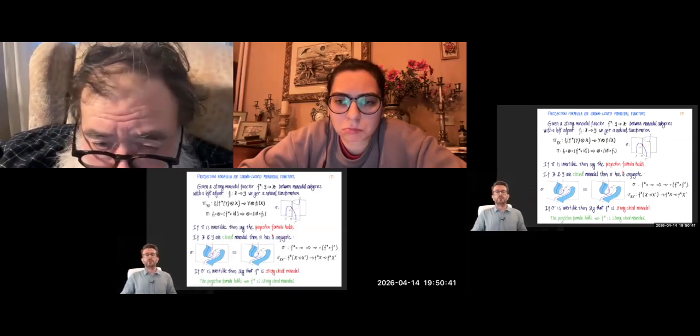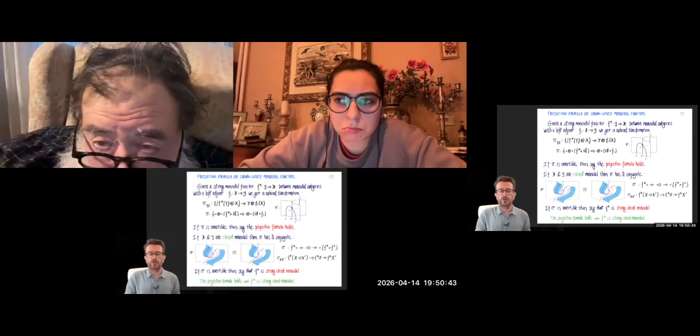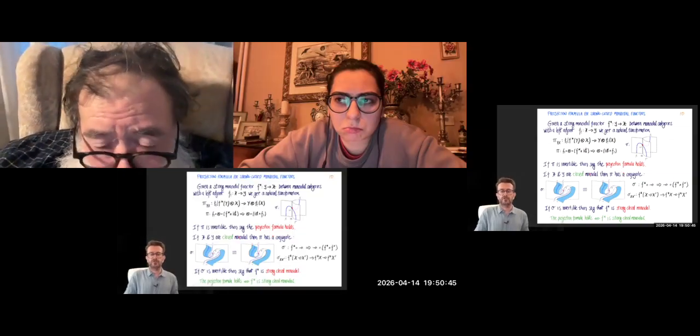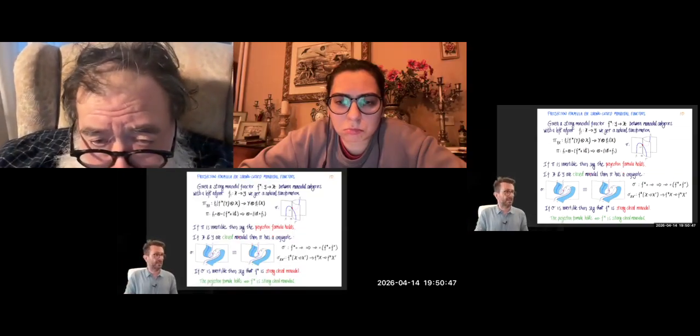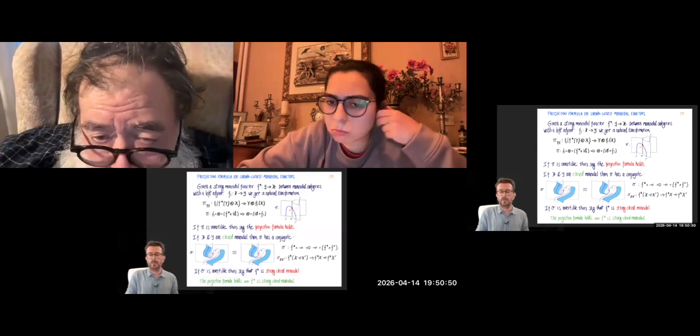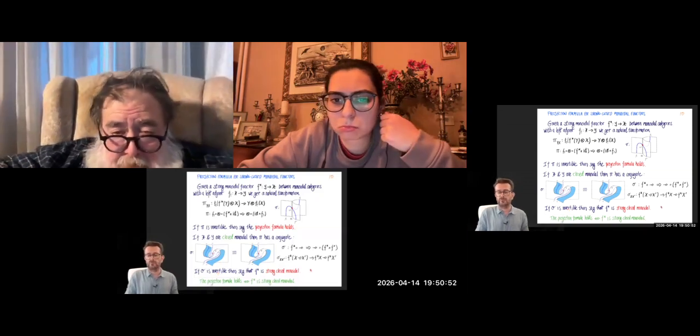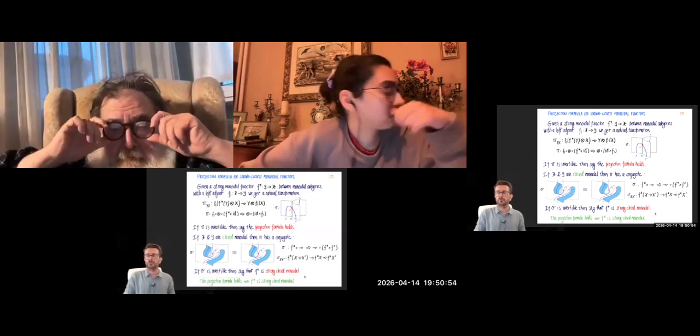Right, yeah. So this was the projection formula part of the talk. So this is seeing how these extranatural transformations, how this diagrammatic calculus gives you a framework for understanding this result.